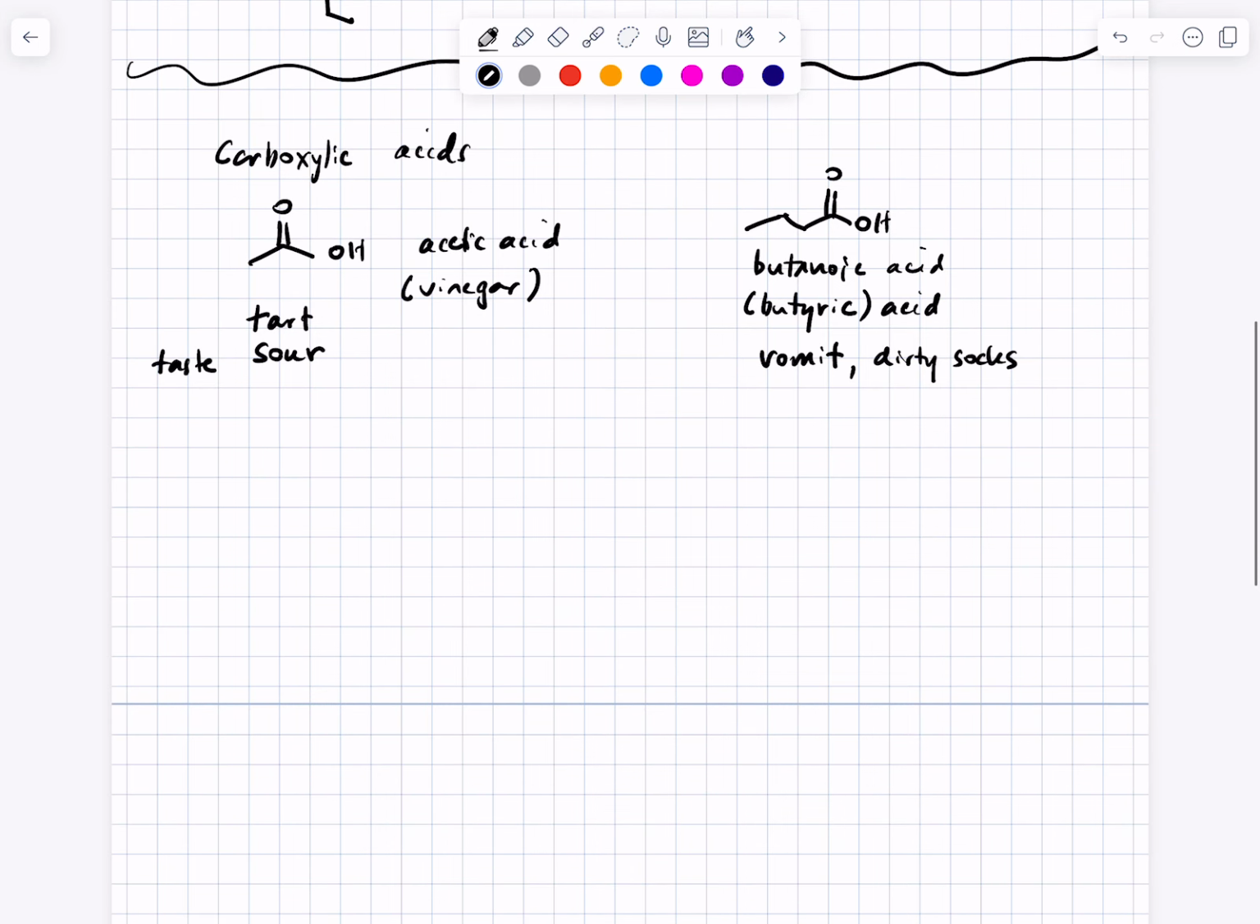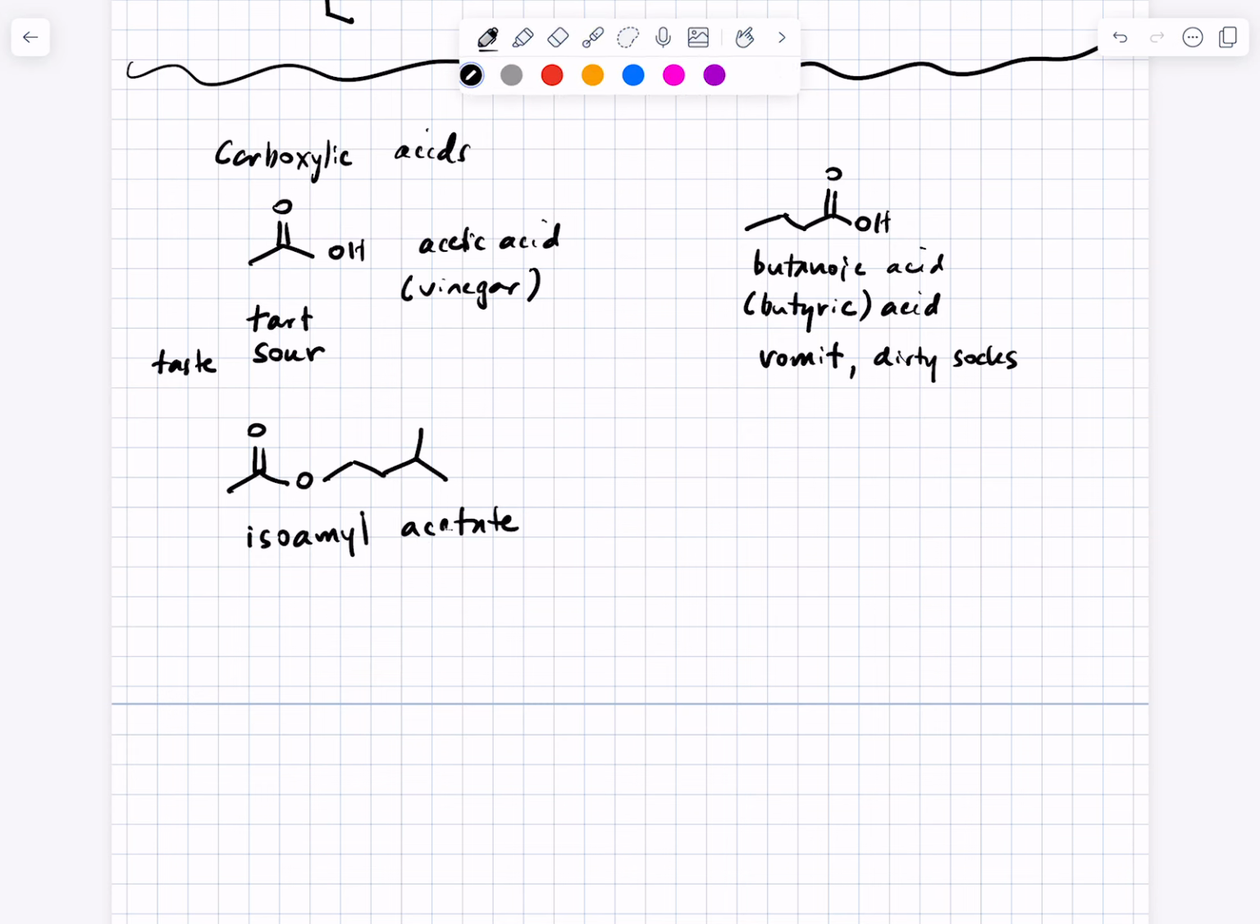Okay. Let's see. Esters are closely related to carboxylic acids, only the oxygen of the acid isn't bonded to a hydrogen. It's instead bonded to another carbon. So here is an ester that's called, again, this is not a standard name, isoamyl acetate. You don't need to worry about that name. The acetate refers to this portion. This smells like banana.